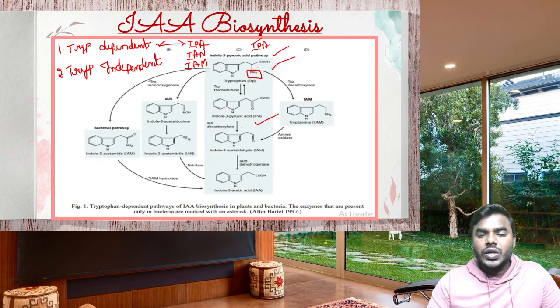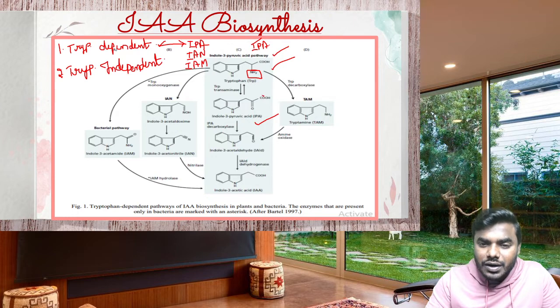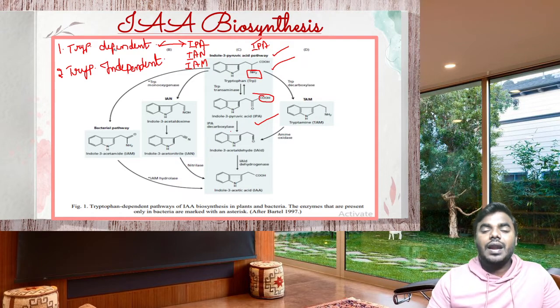Now, what is the fate of this indole 3-pyruvic acid? It can be treated by an important enzyme. What do we call it? IPA decarboxylase enzyme. Now friends, if you recall, the transaminase enzyme removes the amino group, and the decarboxylase enzyme removes the carboxyl group. Upon removal of the carboxyl group, indole 3-pyruvic acid is converted into indole 3-acetaldehyde.